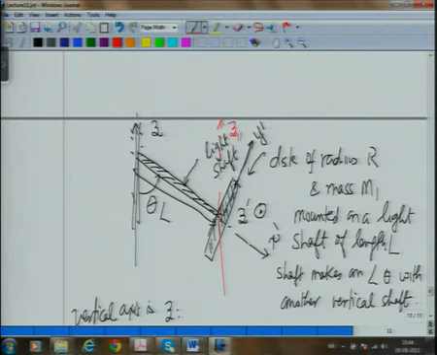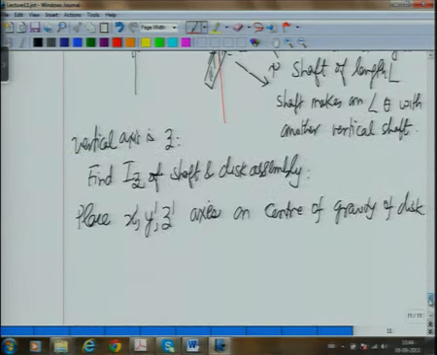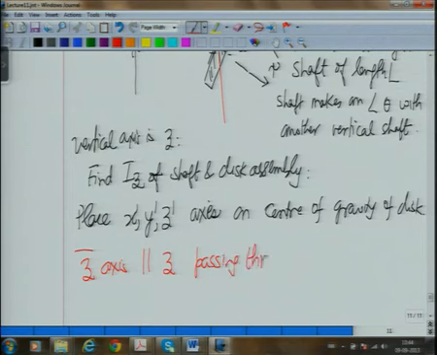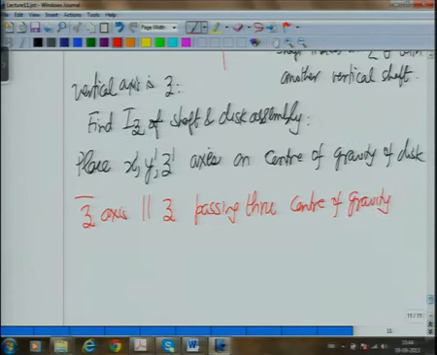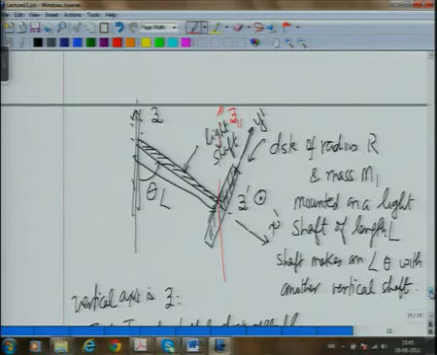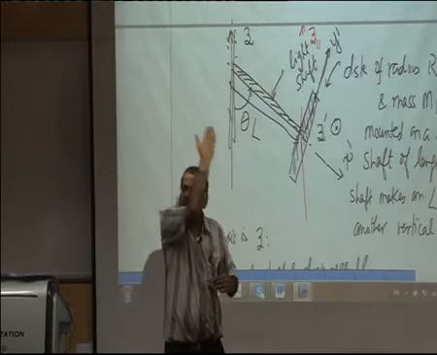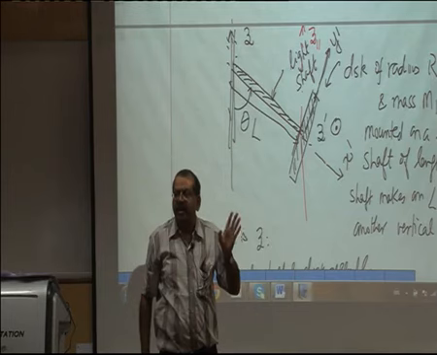This is the z parallel, which is passing through the center. So now, the z bar axis is parallel to z passing through the center of gravity. So the first thing I will find is I about the z bar axis. I will find the moment of inertia of this disk about the vertical axis passing through its center of gravity.